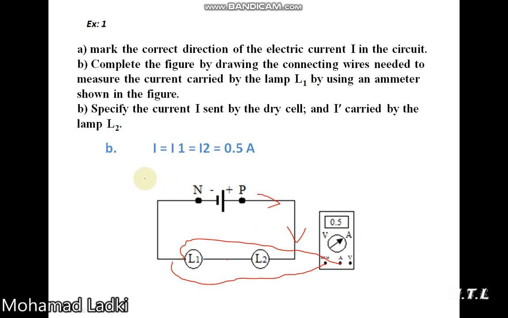Specify the current I sent by the dry cell and I prime carried by the lamp L2. Because the two lamps are connected in series, they will have the same current. As we said before, the electric current is the same everywhere in the circuit because it is in series. So I equals I1 equals I2 equals 0.5 ampere, because that is what the ammeter shows on the screen.